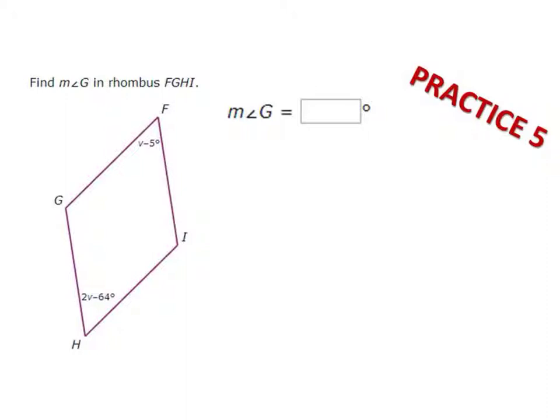In practice 5, you need to find the measurement of angle G, which is this angle here. Now you'll notice there are no letters on it, but you'll need to find the value of letter V, and then if you remember that consecutive angles equal 180 degrees. So you'll need to find the value of either F or the measurement of angle H, and then subtract that from 180 degrees to find the measurement of angle G.